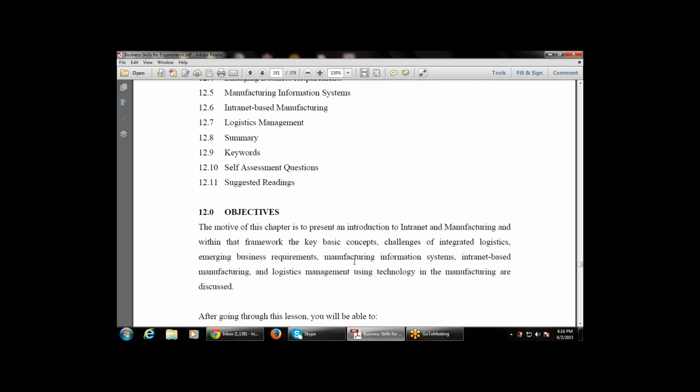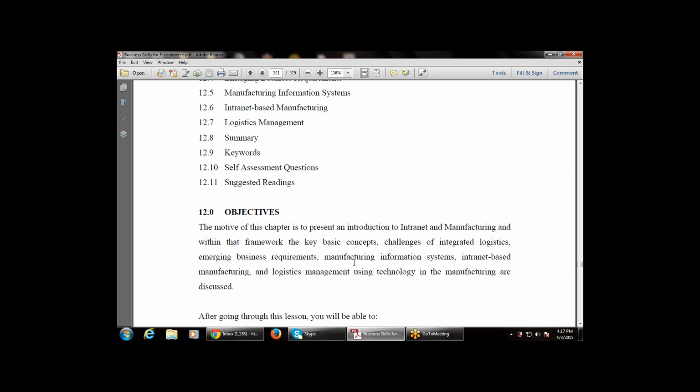Now first of all, the objective, that is the main motive of this chapter. The main motive of this chapter is to present an introduction to the internet and manufacturing. That is, it gives the introduction to what is internet and what is manufacturing and how they are related with each other. And within that framework, using the internet, what are the key basic concepts of internet manufacturing? What are the challenges faced by integrated logistics? Then what are the business requirements, manufacturing information system, all the topics that we have covered in the structure, that is the main objective of this chapter.